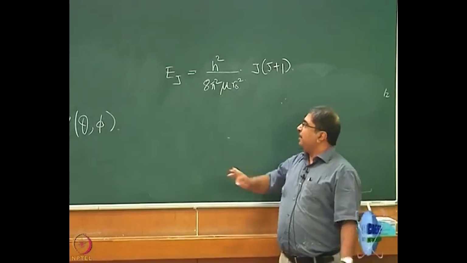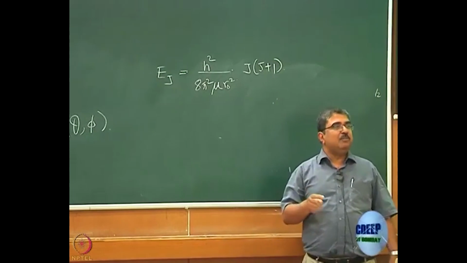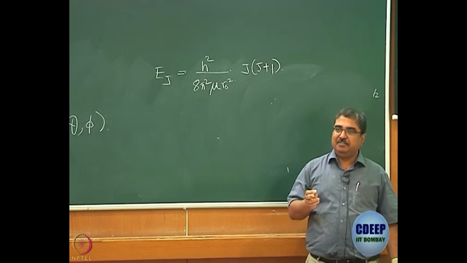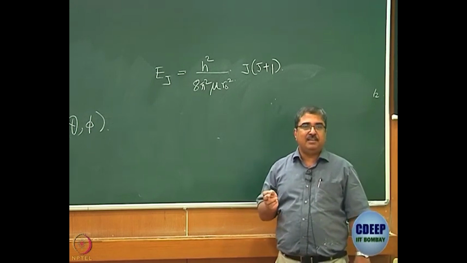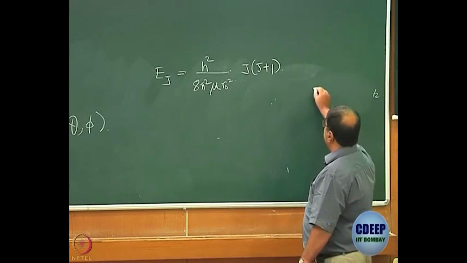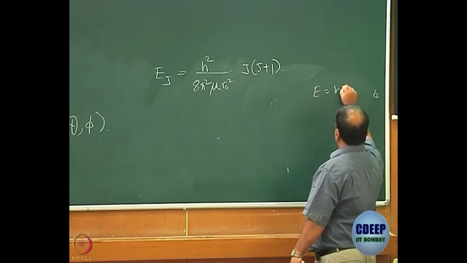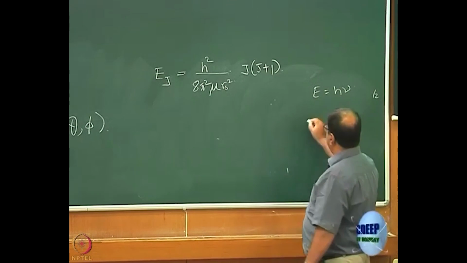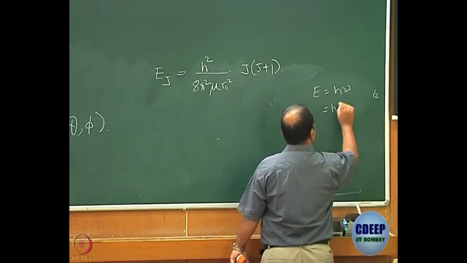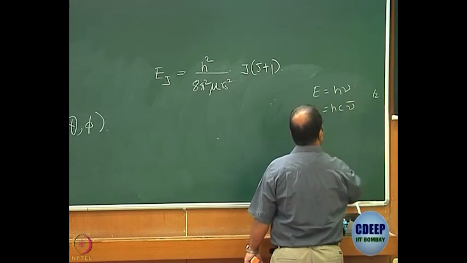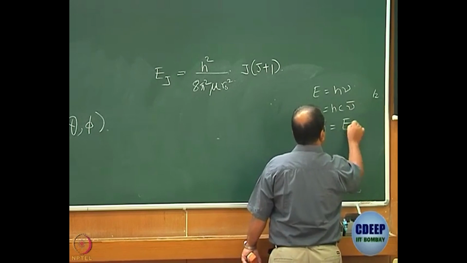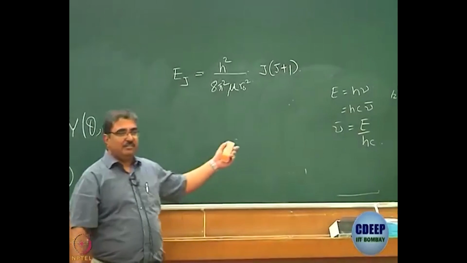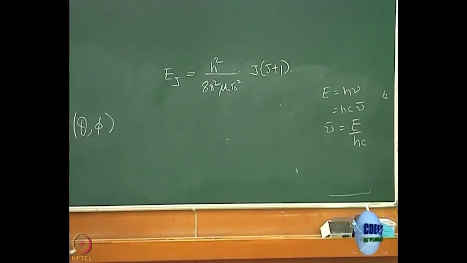Okay. Now, generally in rotational spectroscopy, we prefer to work not with energy in joule, but wave number, centimeter inverse. How do I go from energy to wave number? E equal to h nu, equal to h c nu bar. So, nu bar should be E by h c. So, you do not have to remember anything really, you can just work things out if you forget.